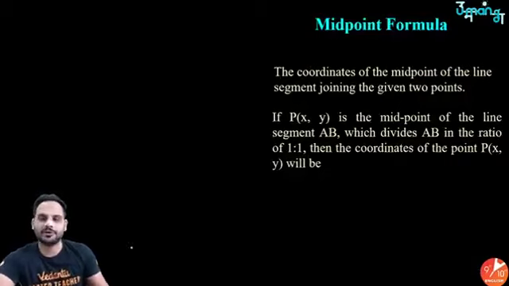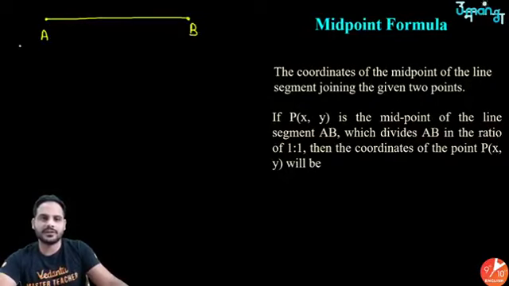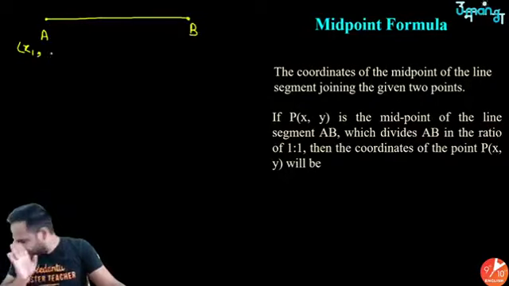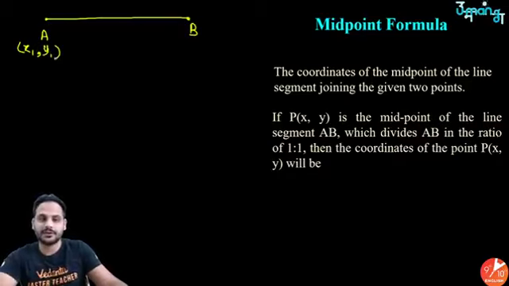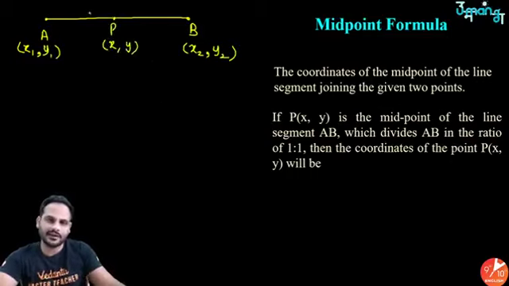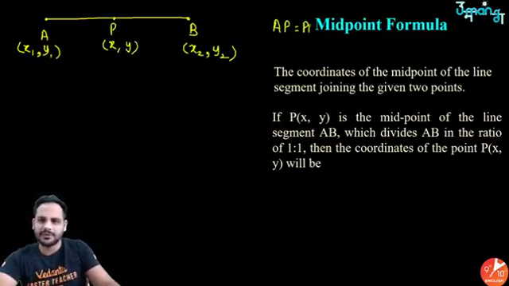Now, what is the midpoint formula? In that diagram, A is x1 comma y1, B is x2 comma y2, and P right now is the midpoint, with coordinates x comma y. Since it is the midpoint, AP is equal to PB. That means AP upon PB is equal to 1. The ratio is 1:1.